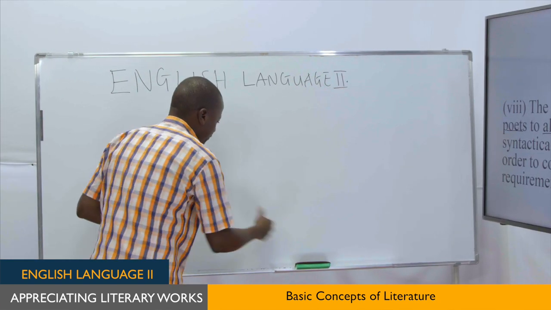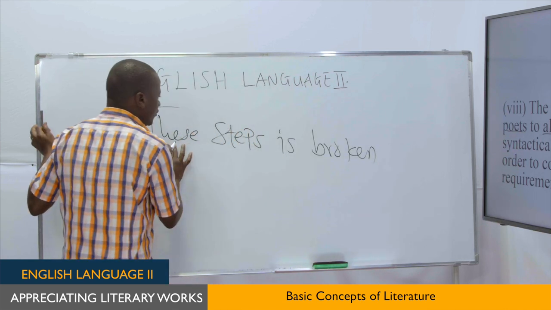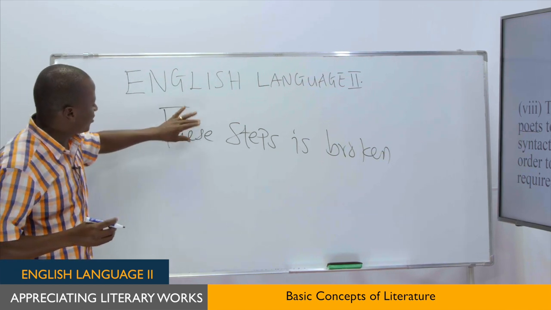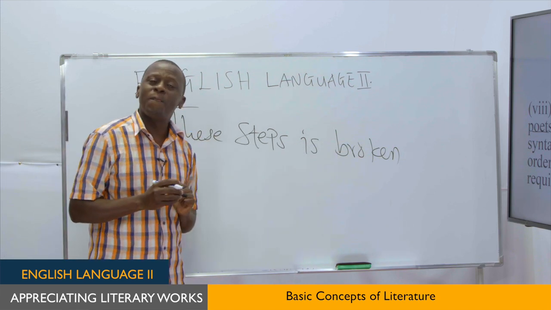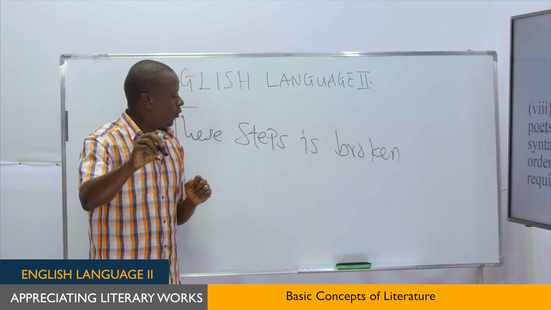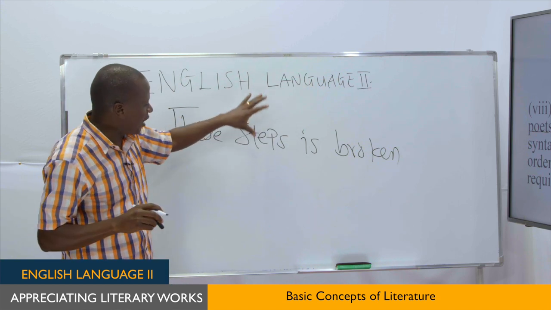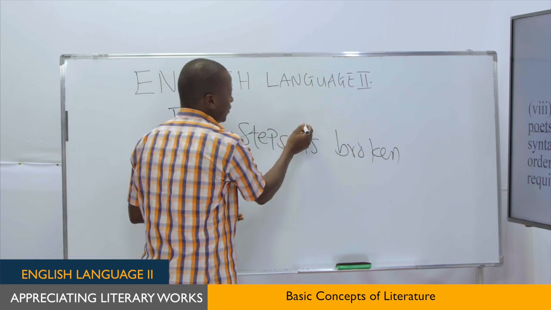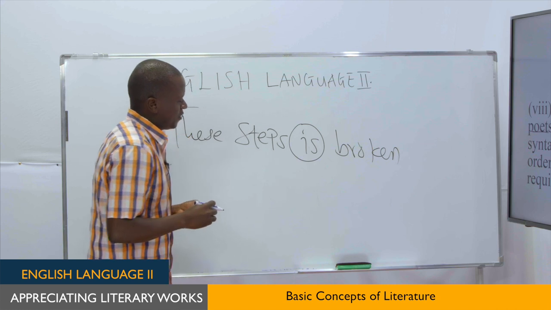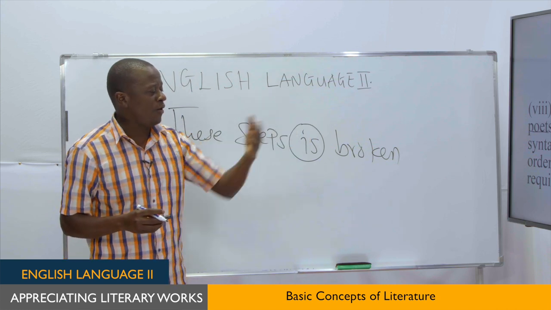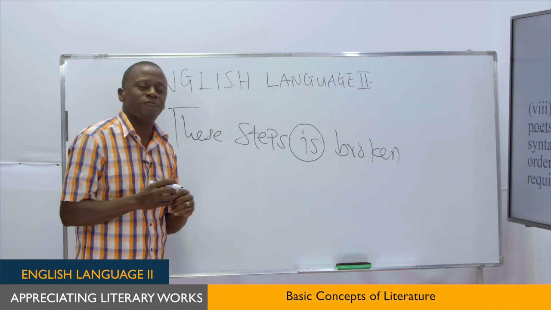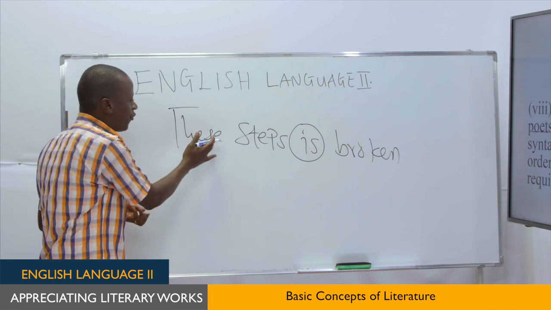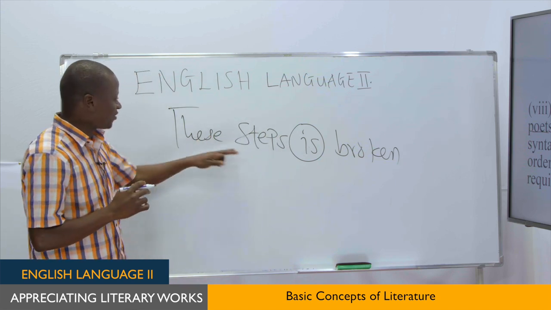When someone, for example, says, these steps is broken. Look here, my students, this particular sentence, these steps is broken. If I'm to ask you what's wrong with this sentence, is it grammatically correct? Is it syntactically correct? I believe you tell me, sir, it sounds weird. It does not comply with the rules and principles which govern the language. But here, the poet is now composing the poem, and this is his first verse: these steps is broken.